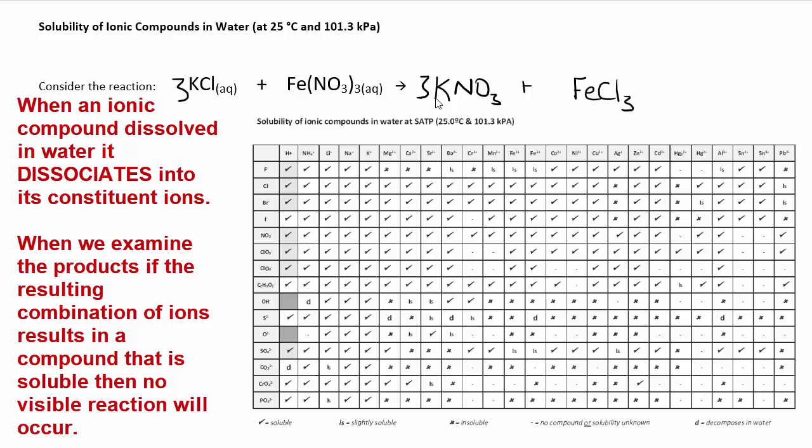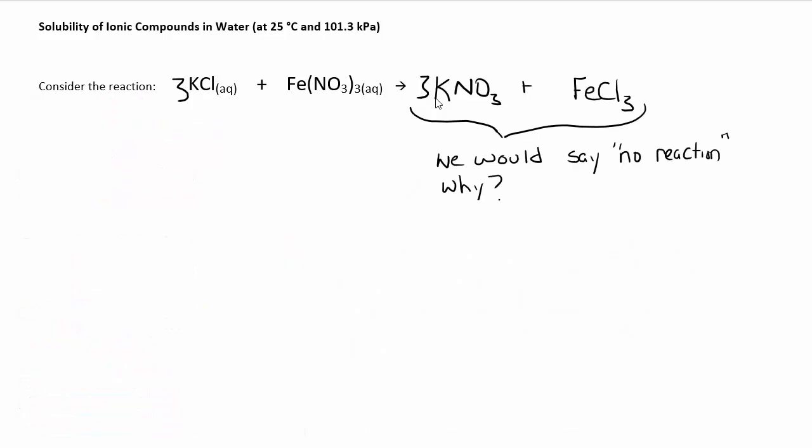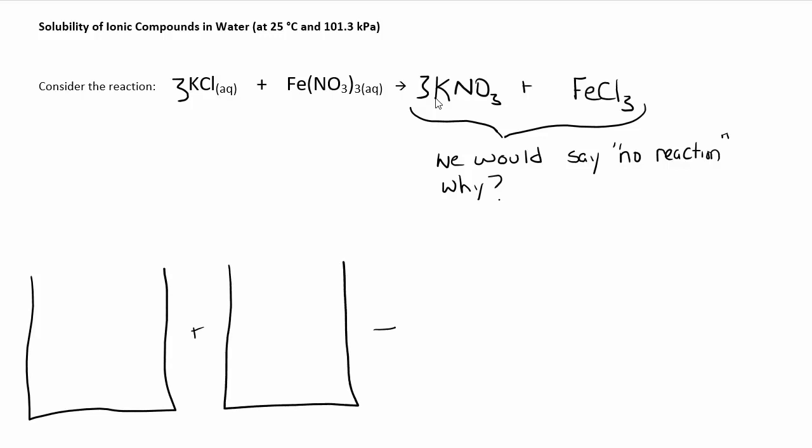That means it splits into the positive and negative ions. If you examine the products as written in a balanced reaction, you can then compare that to the solubility table to determine whether or not the products will be soluble in water. So in this case, I work through my solubility table. I find potassium nitrate and iron(III) chloride, and I realize that both of the products are soluble in water. This is why we would say that no reaction occurs.